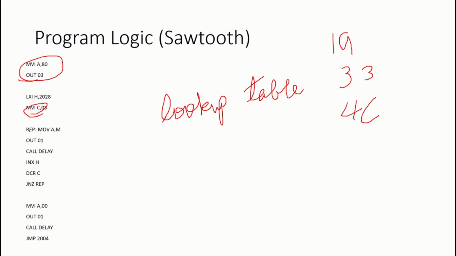And this step is to copy the data stored in the lookup table and load it into the accumulator. This represents the first voltage level of the waveform. Each subsequent iteration then reads the next value from memory, producing higher voltage levels. You can see this instruction, OUT 01. This sends the contents of the accumulator to port B of the 8255.